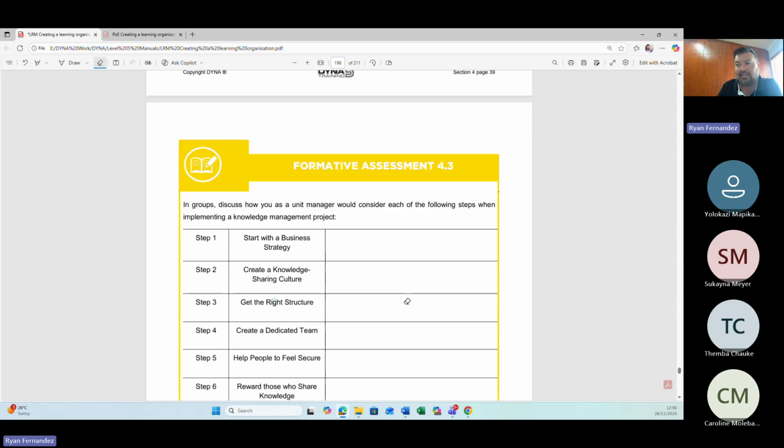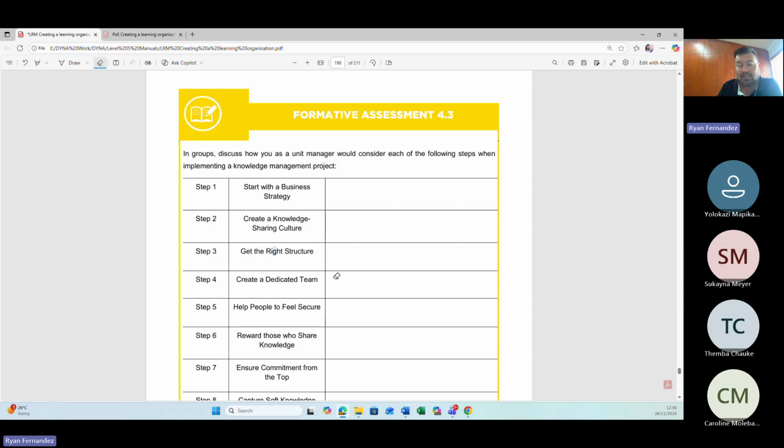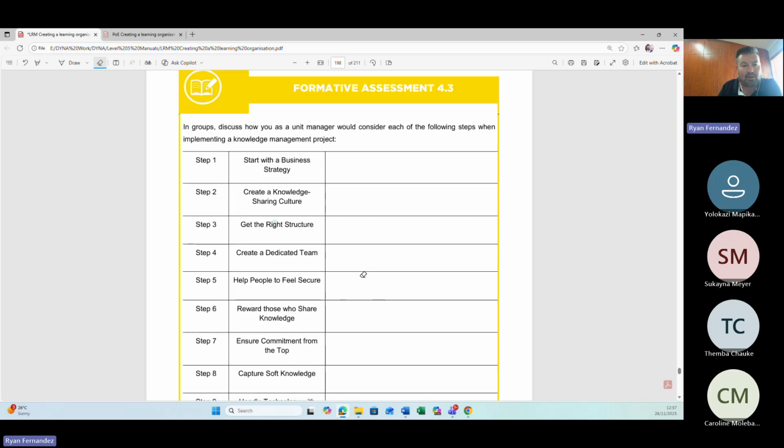Then, how do I create a dedicated team? I'm going to make sure there's one person from admin, one person from marketing, and one person from the training side that work together to create a knowledge management structure. That's how we're going to create a team. How I'm going to help people to feel secure. I'm going to make sure that we have brainstormings and that no one is laughed at or no one says their idea doesn't make sense. So I'm going to make people feel secure that they can share their ideas in a brainstorming setting.